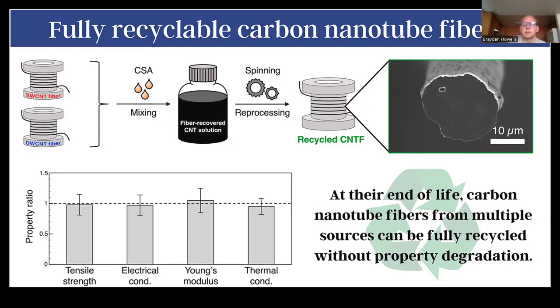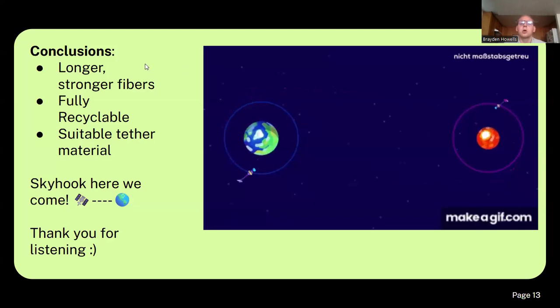And what this means for us is we can have longer, stronger fibers that are fully recyclable, and that, my friends, is a suitable tether material for our Skyhook, which has so many implications for the future. You can see this graphic here that I pulled from a very interesting YouTube video that talked about how we could use multiple Skyhooks in order to send and receive materials or cargo, payload, whatever you want to call it, to and from other planets. This is going to drastically increase space exploration and technology on other planets.